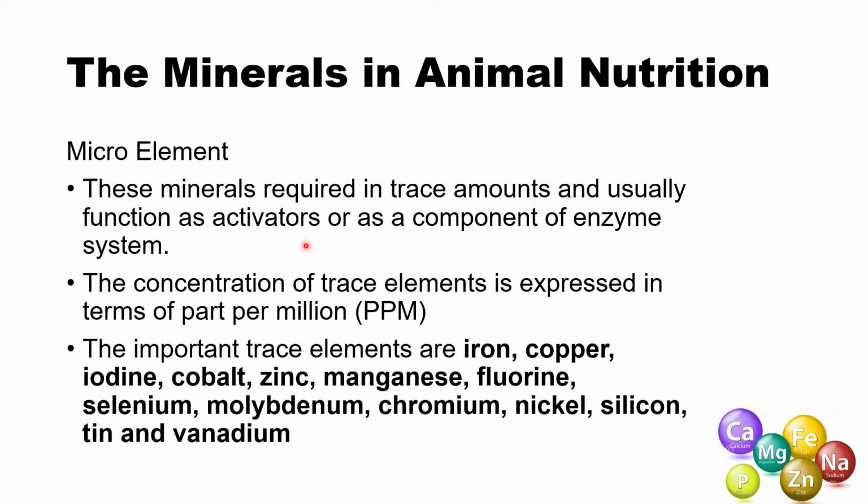So the concentration of trace elements is expressed in terms of parts per million. Since these are microelements, you express them in ppm, parts per million, since their concentration is very low in the plants and in the animal body. So the important trace elements are iron, copper, iodine, cobalt, zinc, manganese, fluorine. You also have selenium, molybdenum, chromium, nickel, silicon, tin, and vanadium. These are the trace elements that are important to the animal.